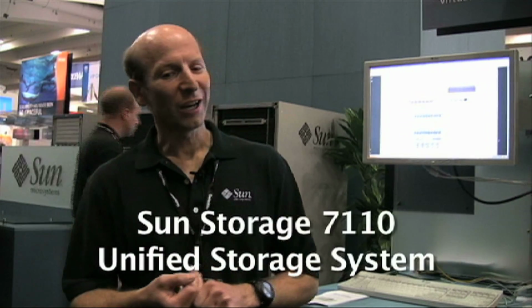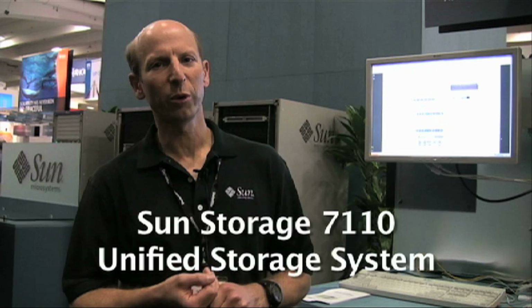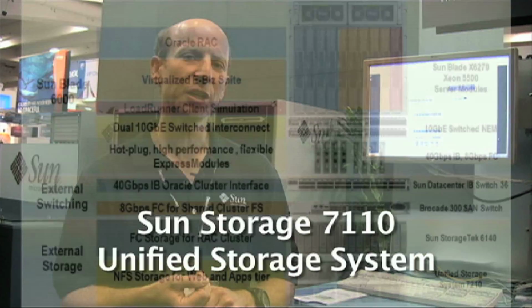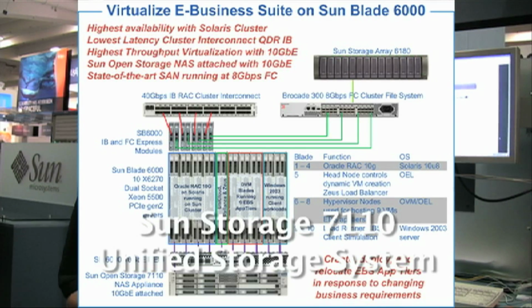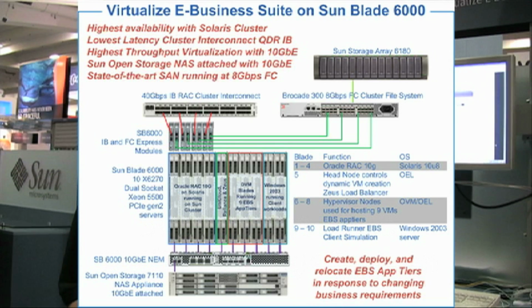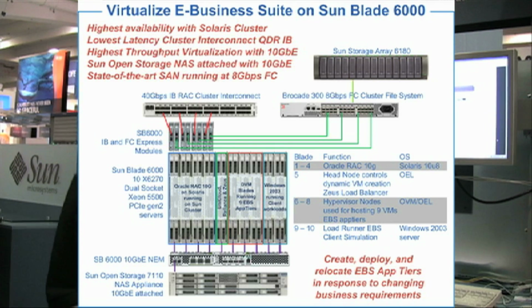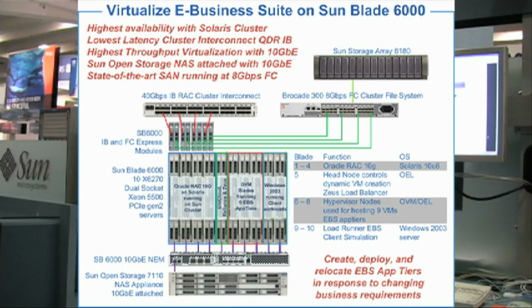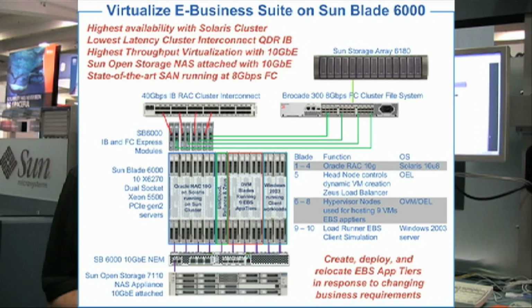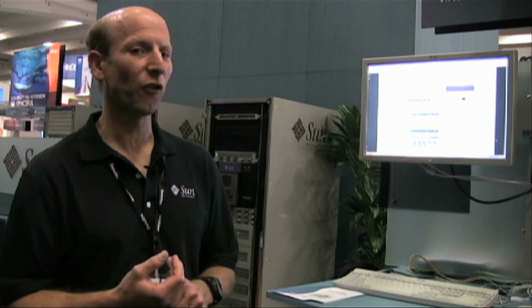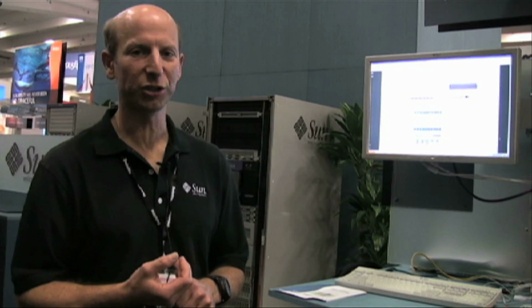We are using Sun Data Center Switch 36. That's a quad data rate switch running InfiniBand for the Sun Cluster Interconnect. And we also have a Brocade 300 8 gig fiber channel switch that's used to attach a Sun storage array, the 6180, to the system. The storage array is used for Oracle cluster file system.